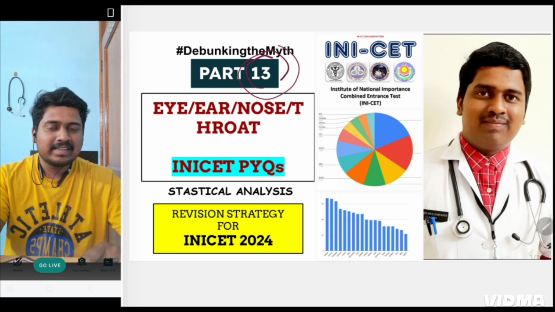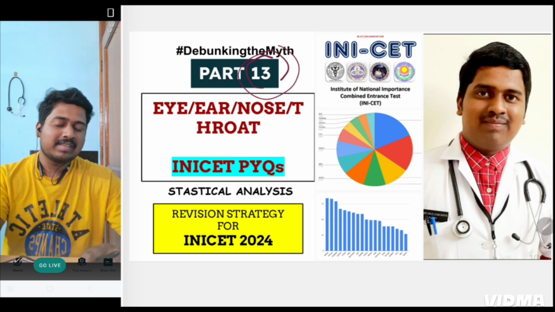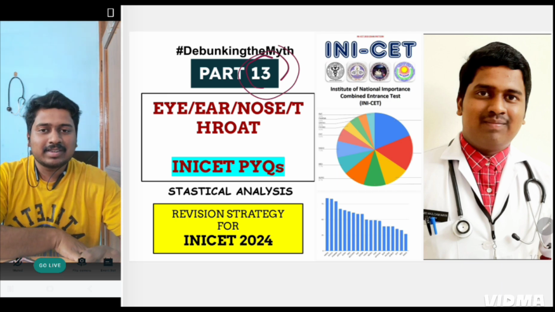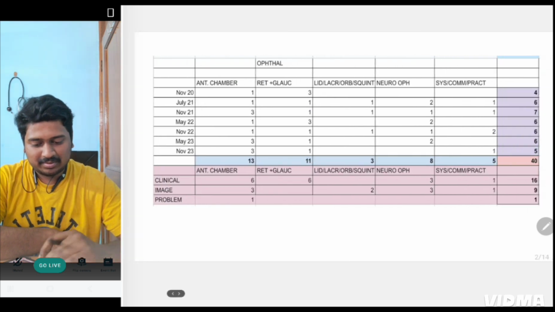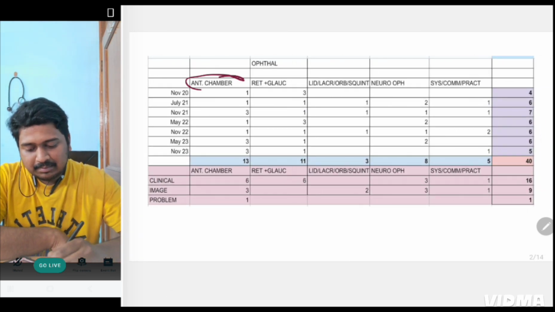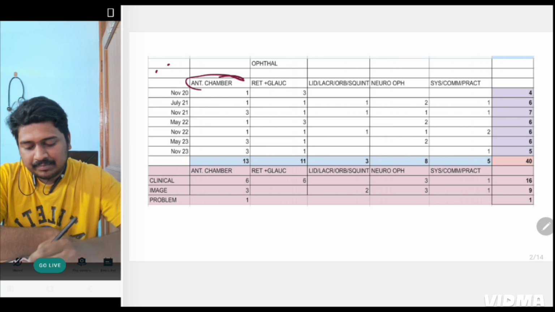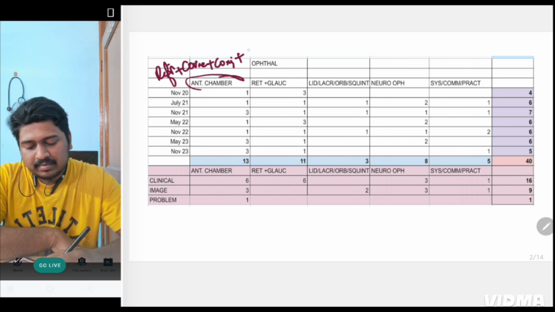As against NEET, which I discussed in my NEET statistical analysis video, OPHTHAL plus ENT had more significance there, because more clinical questions were asked in the last 2-3 years. But in INICET, the trend is not followed. So I have divided the topics in OPHTHAL, starting with the anterior chamber, which consists mainly of refraction plus cornea plus conjunctiva plus lens.